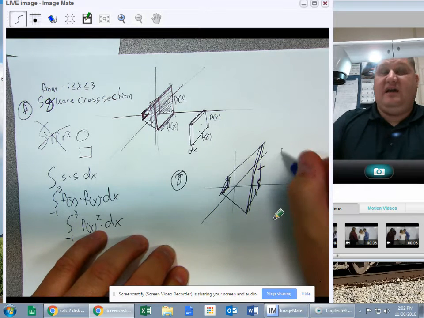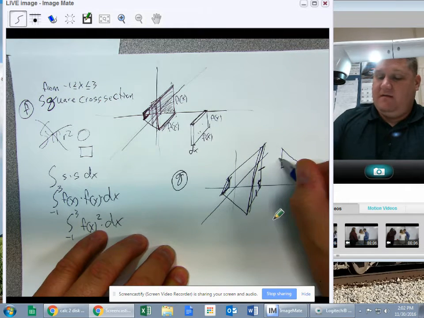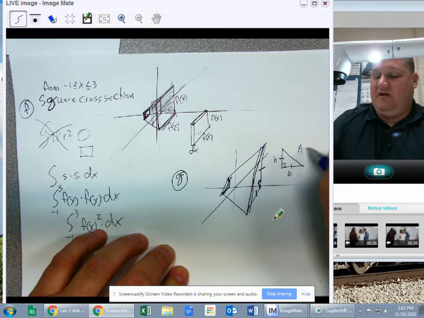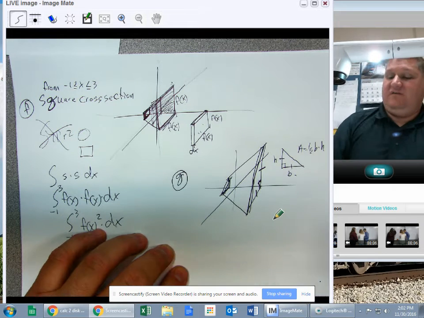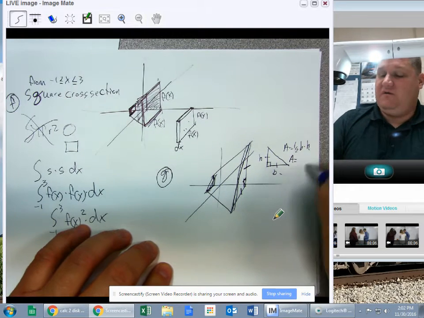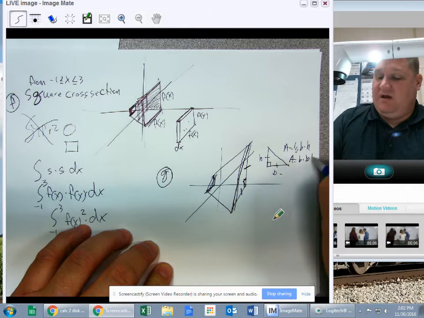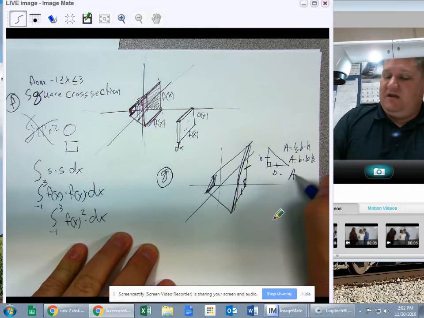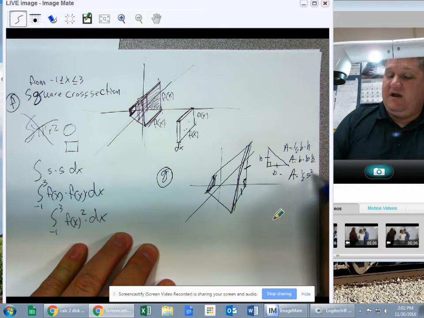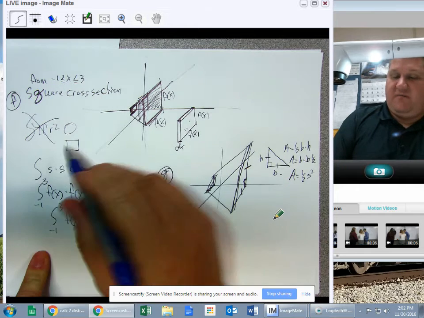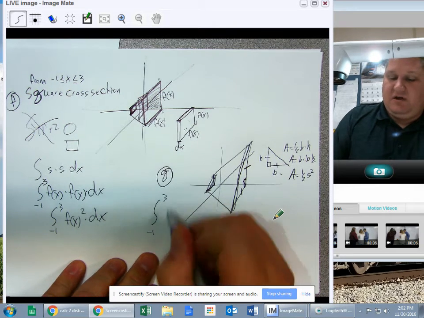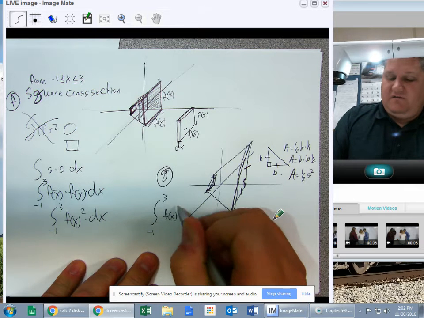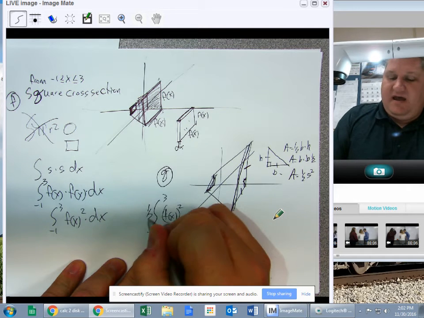So if I take the area of a right triangle, all it is is base times height times 1/2. So area equals 1/2 base times height. But if they are isosceles, the base equals the height, so in our case, area equals 1/2 side squared. So you have exactly the same format you had for squares, but you're going to have -1 to 3 of f of x squared, with a 1/2 out front.